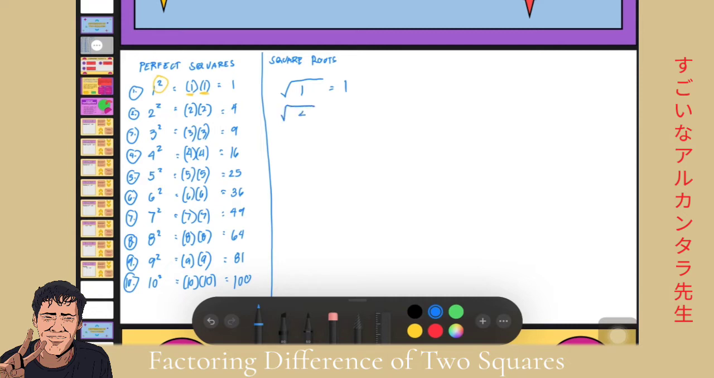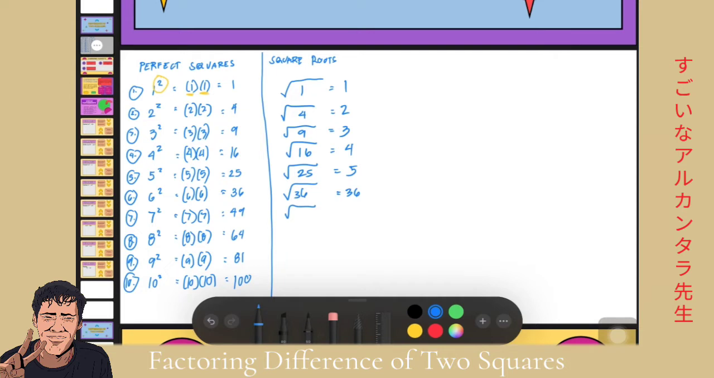The square root of 4 is 2. The square root of 9 is 3. The square root of 16 is 4. The square root of 25 is 5. And also the square root of 36 is 6. At the same time, the square root of, wait, I wrote it incorrectly.